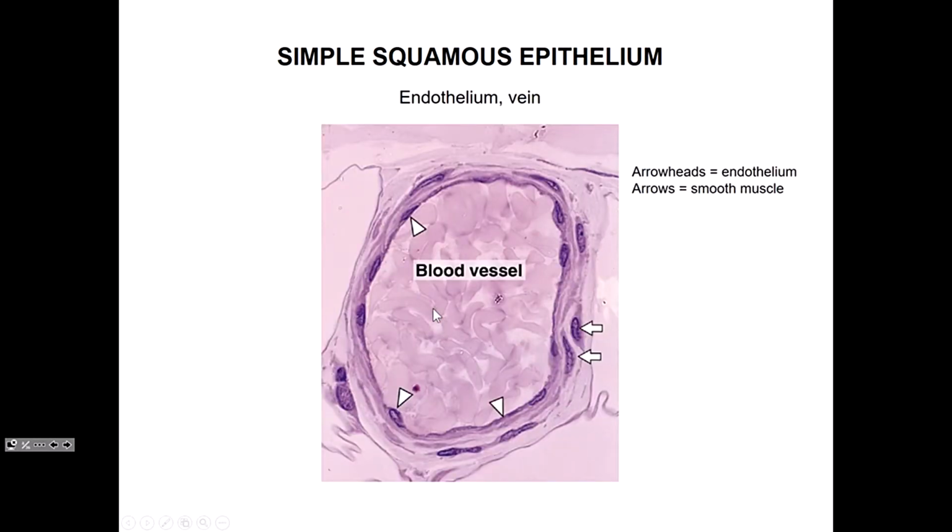Here again is simple squamous epithelium, actually endothelial cells lining a blood vessel. So here's the nucleus, a little bit of cytoplasm, and the basement membrane is just on the outside. So again, it's simple because there's one layer bounded by basement membrane, and it's squamous because they're flat. Okay? Is everyone okay with that? Yes?